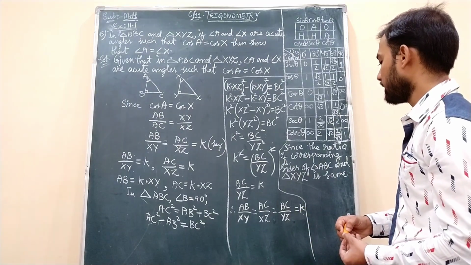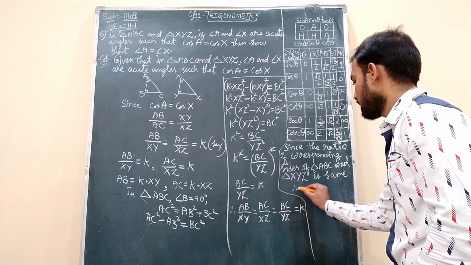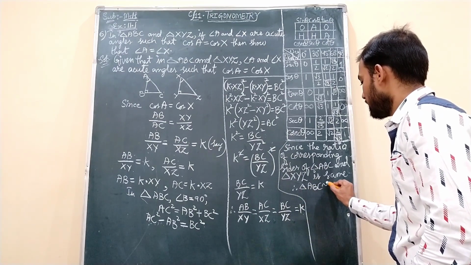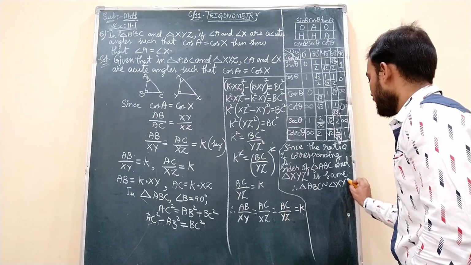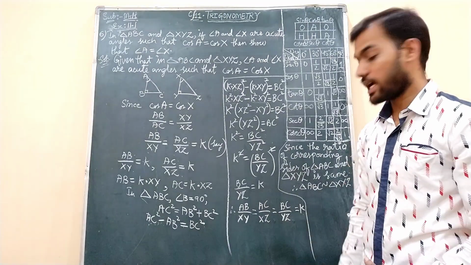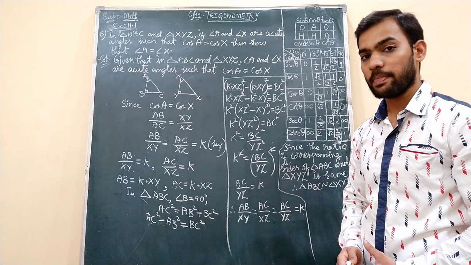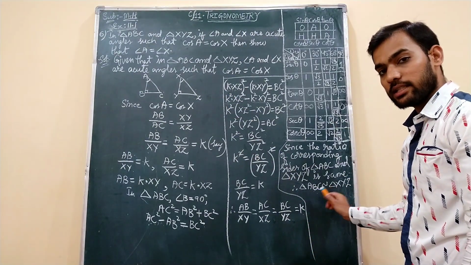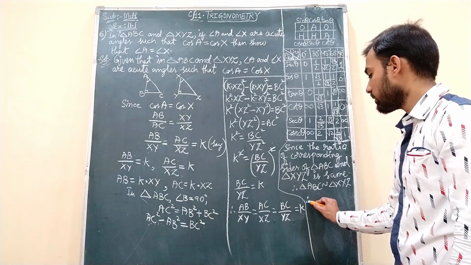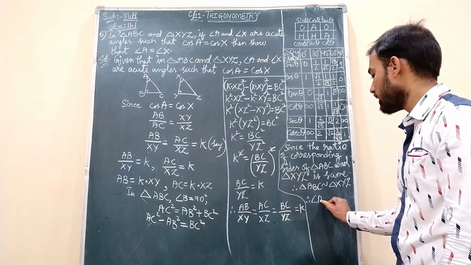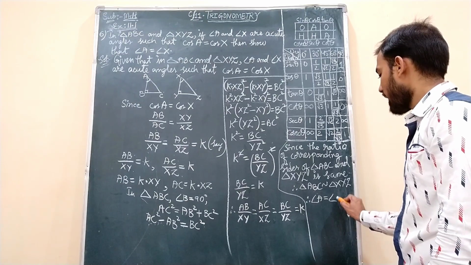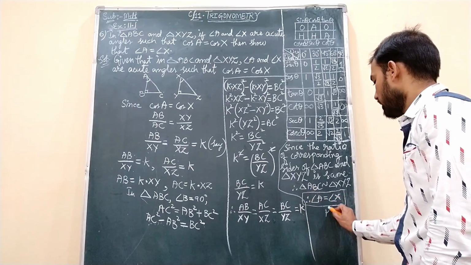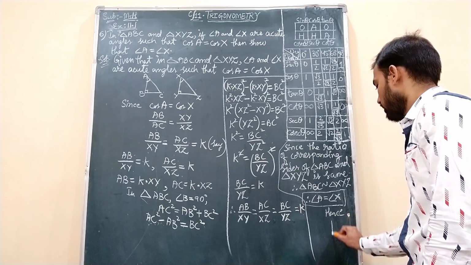Therefore, I can say that triangle ABC is similar to triangle XYZ. It means that when the ratio of corresponding sides is same, we can say that both the triangles are similar. So when the triangles are similar, all the angles will become equal. Therefore, I can say that angle A equals angle X. Write it in a box and write here, hence proved.